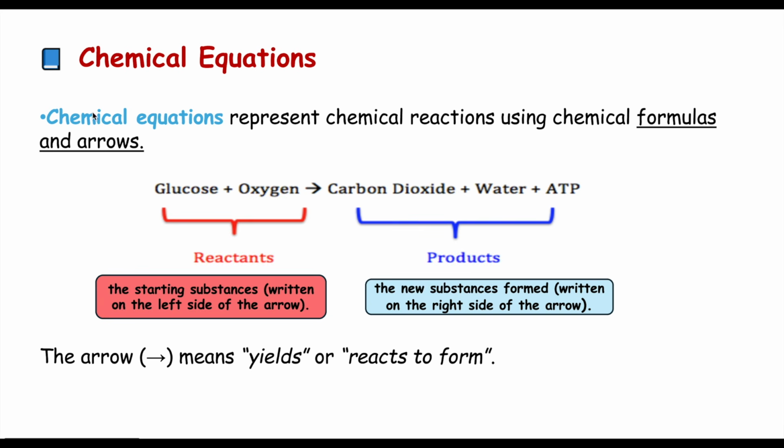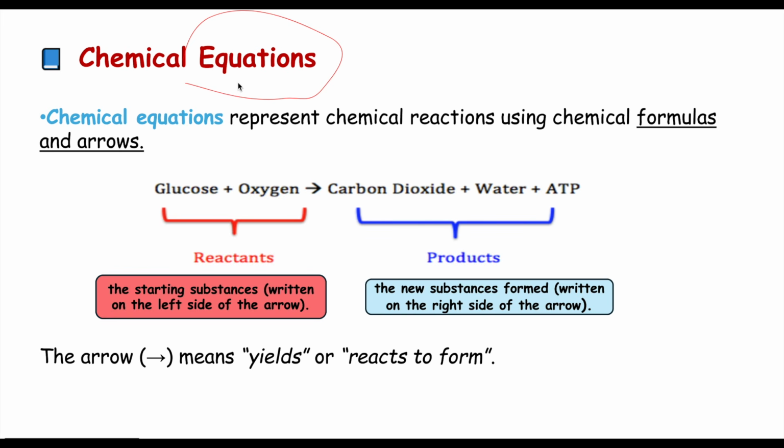Now, after knowing what a chemical reaction is, we need to know how we represent this chemical reaction. I just gave you the description, the definition. Now we want to represent it. We represent it by something we call chemical equations. What do I mean by chemical equations?